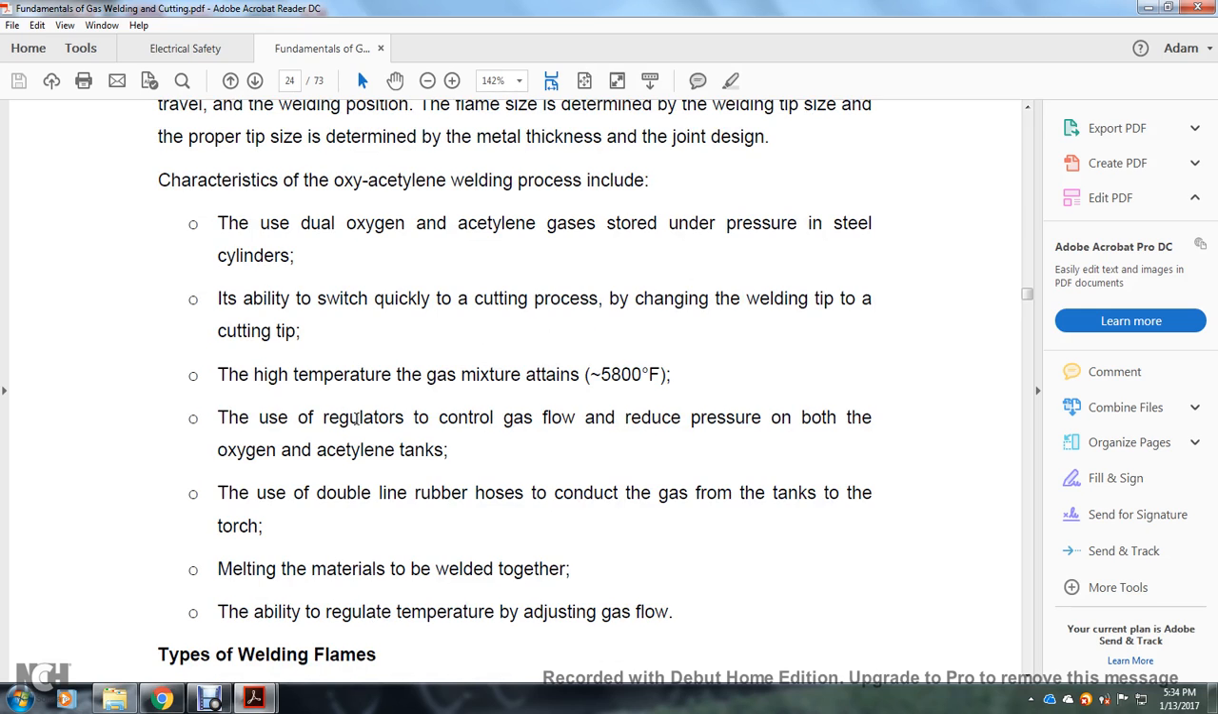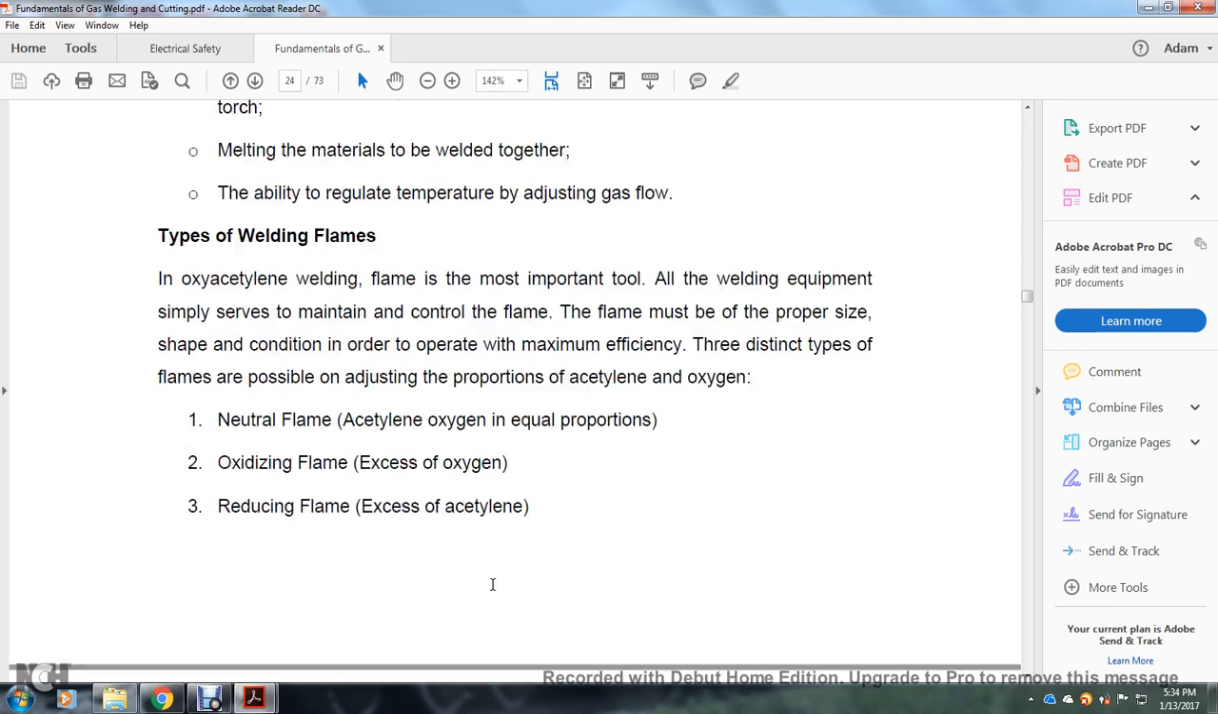The high pressure regulators control the gases and reduce the pressure on both the oxygen and acetylene tanks. The use of a double line rubber hose conducts the gas from the tanks to the torch, and the metal materials are to be welded together. The ability to regulate the temperature by adjusting gas flow.